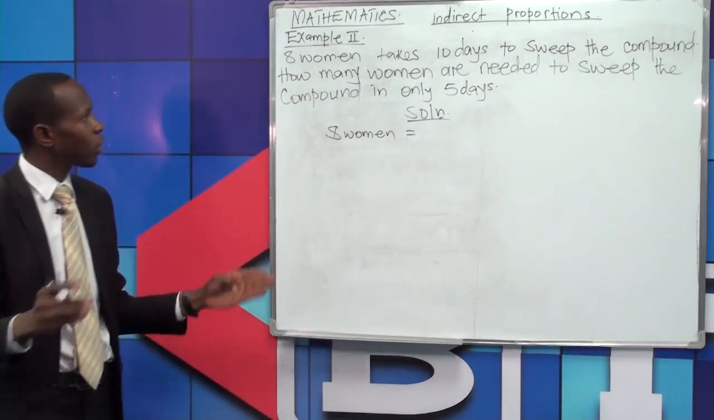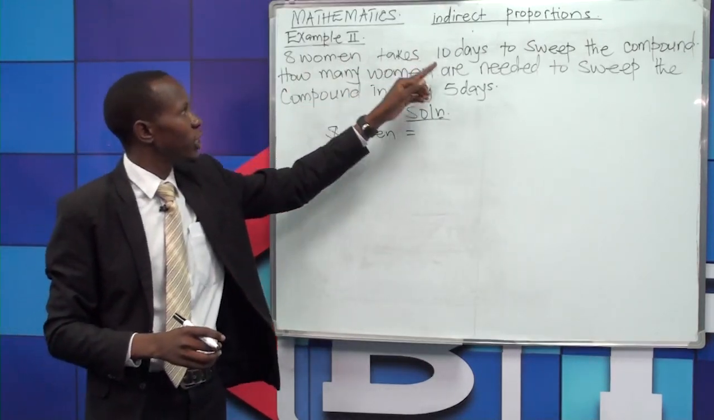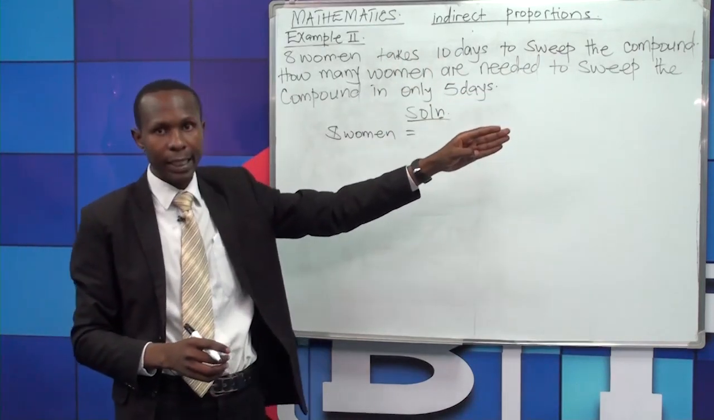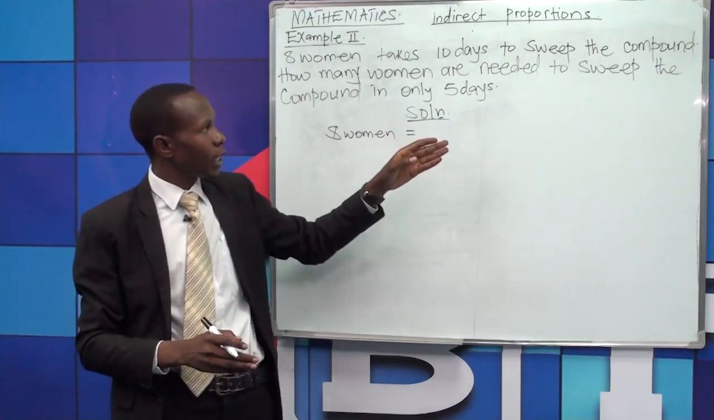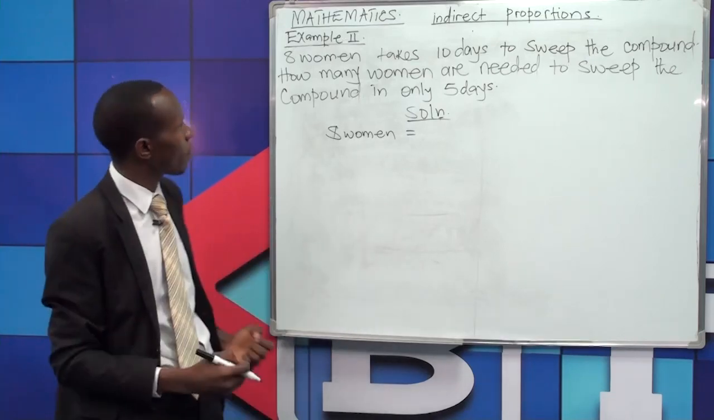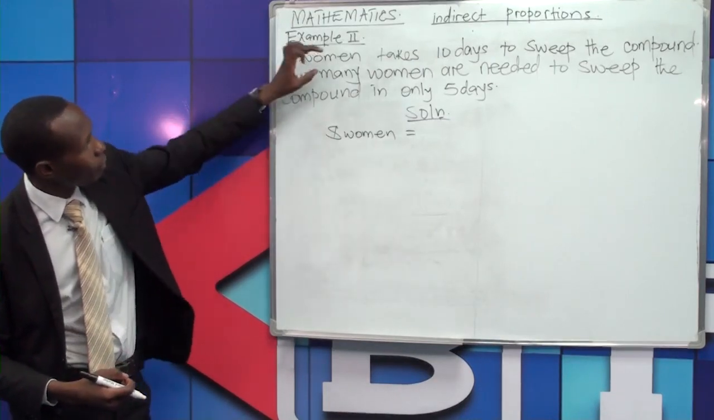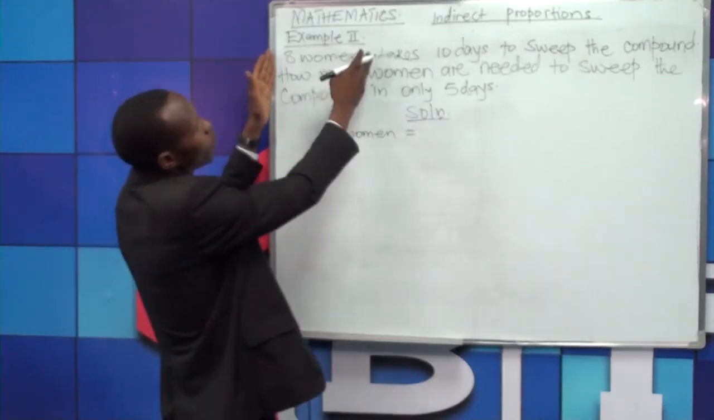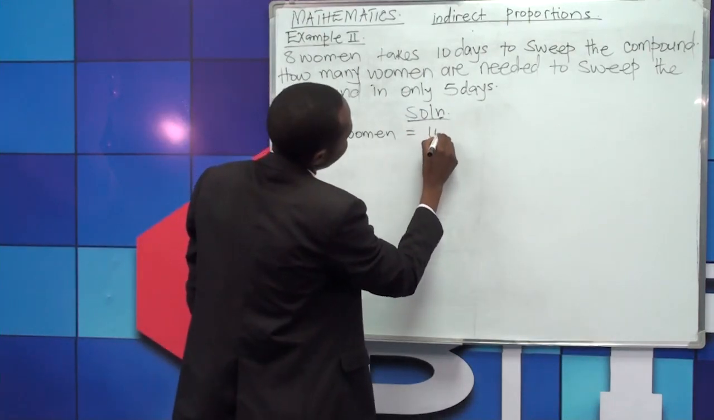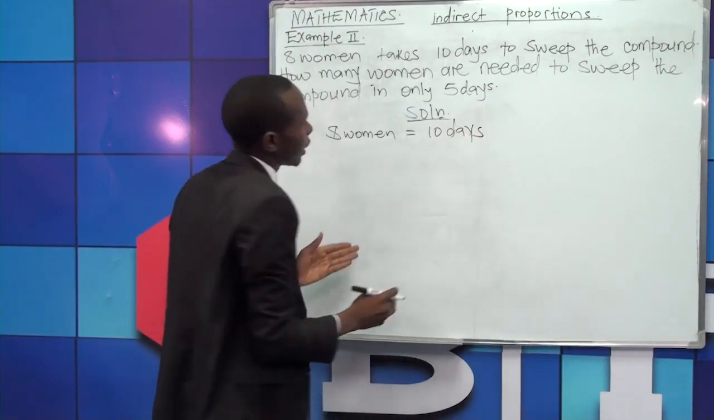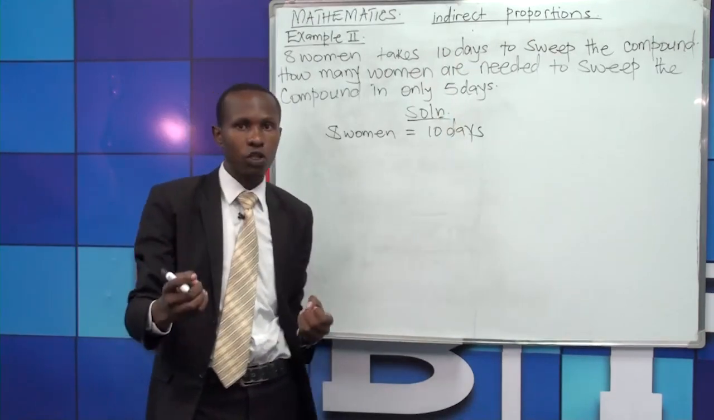8 women will take how long to sweep this compound they are talking of? Because they have told us that 8 women takes 10 days to sweep the compound, if they are 8. But at the same time, they are asking us to find the number of women who are required to sweep the same compound in only 5 days. So what we shall need to do first of all is to identify what they have given us in the statement. We shall say 8 women takes 10 days. So I will say 8 women takes 10 days according to the question. That's what they have given us: 8 women takes 10 days to sweep that compound.